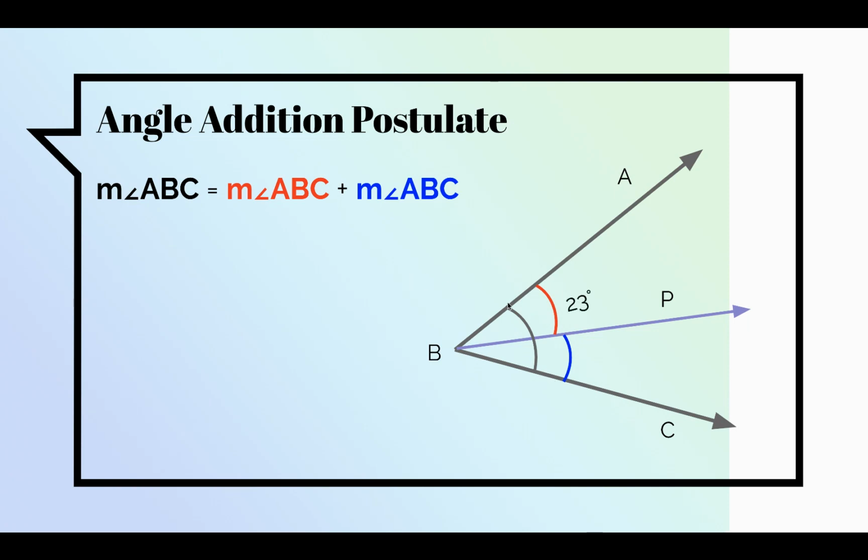Okay, so if we're given that this red angle measures 23 degrees, and we're also given that this blue angle measures, let's say 26 degrees, can we calculate the measure of angle ABC, this black arc there? Yes, we can. We know that the measure of angle ABC is equal to 23 degrees plus 26 degrees, and so the measure of angle ABC is equal to 49 degrees.